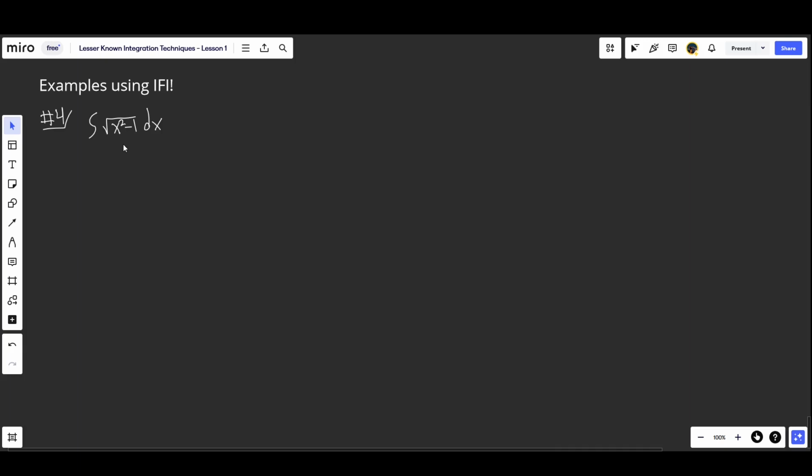I'm going to give one more example before I get into an explanation on what happens if you want to use IFI on an integrand that has multiple inverses, and before I give some practice problems for you to work on. This indefinite integral, the indefinite integral of the square root of x squared minus 1 with respect to x, is a fairly common integral. You've probably seen it before.